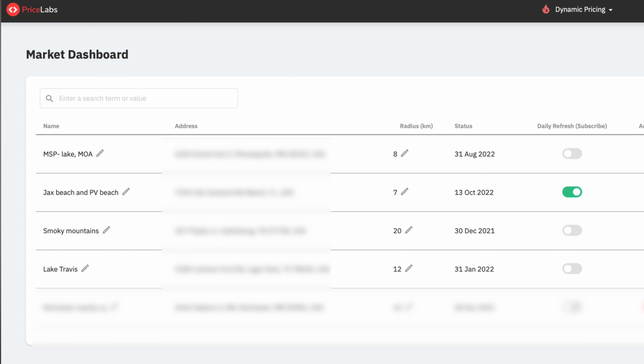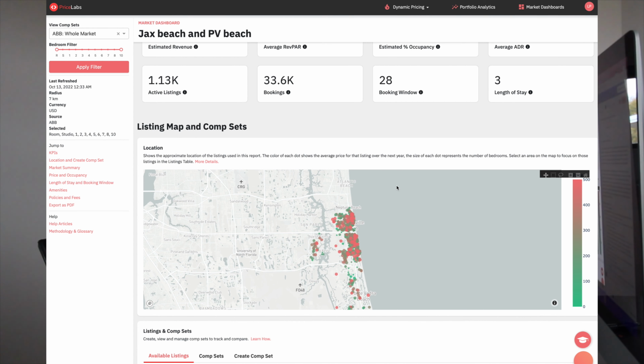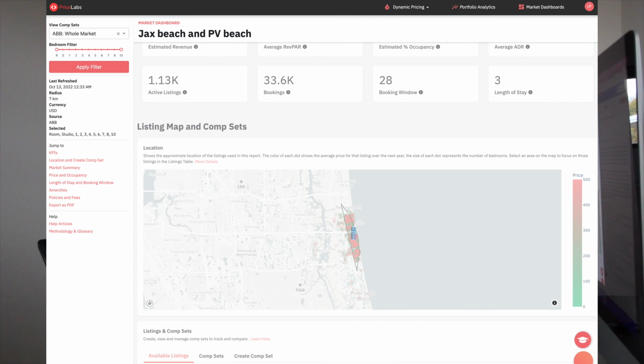The market dashboard is built based on where the location of the house is, and you can make it whatever radius and geography defines your market. Since this is a beach house, I like to look at just a certain number of listings near the beach area. I like that Pricelabs allows for this granularity, and they also have a tool if I only wanted to look at the ones closest to the beach.